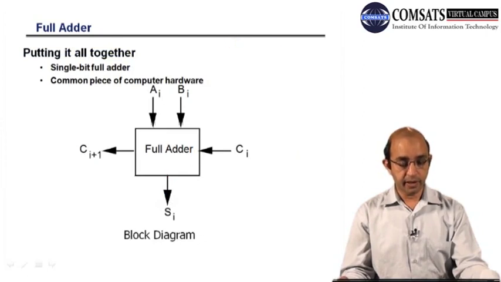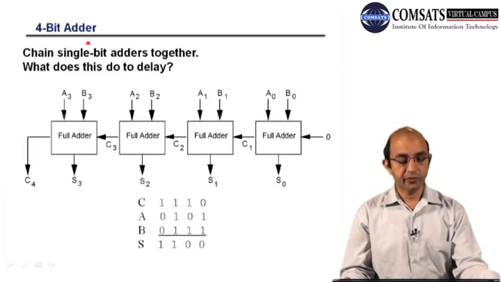Again, the block diagram of the full adder, 2 bits, and then we have C in, sum, and this is carry out. And here we have a 4-bit adder. So we have cascaded full adders. You can see the carry in is 0. So the sum is for the corresponding bits. The A and B bits are the numbers that have to be added, this is the sum and this is the carry.